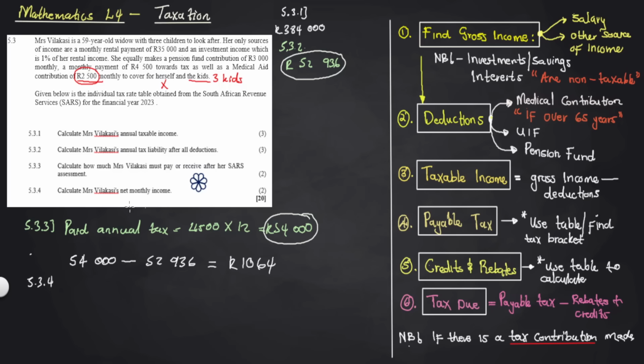Now for the last question, calculate Miss Vilagazi's net monthly income. Net income is going to be equal to... all right, that's going to be a task for you. Just type the answer in the comment section, then I'll correct it if it is incorrect.